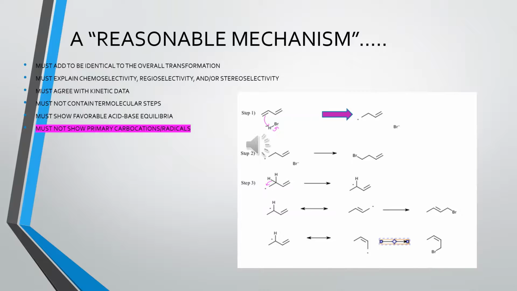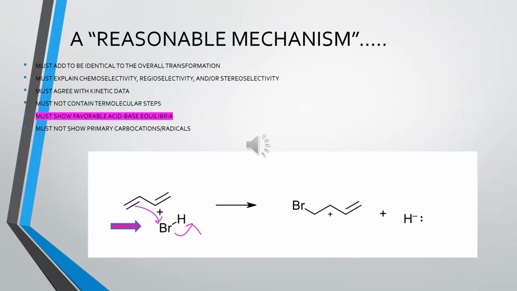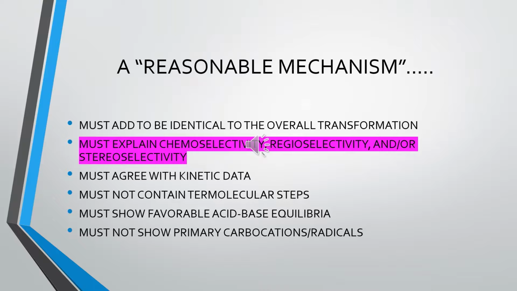Here we see some of the bad steps that we proposed earlier and why they're bad. Self-explanatory. This one violates that last rule. This bad first step violates the second to last rule. All right, let's take a little time and let me explain what this is all about: chemoselectivity, regioselectivity, and/or stereoselectivity.